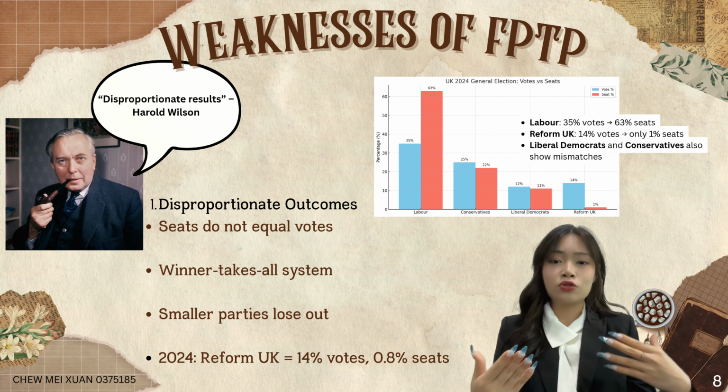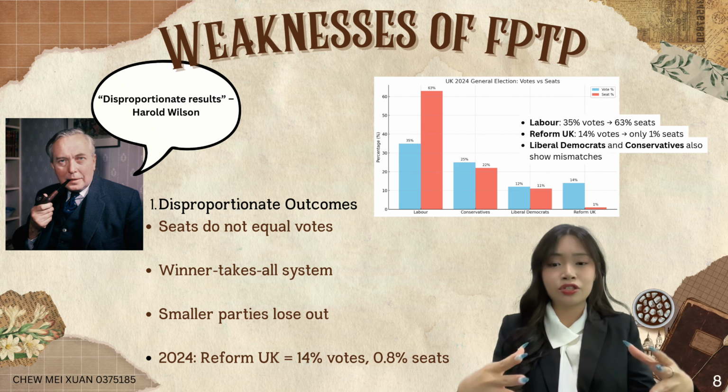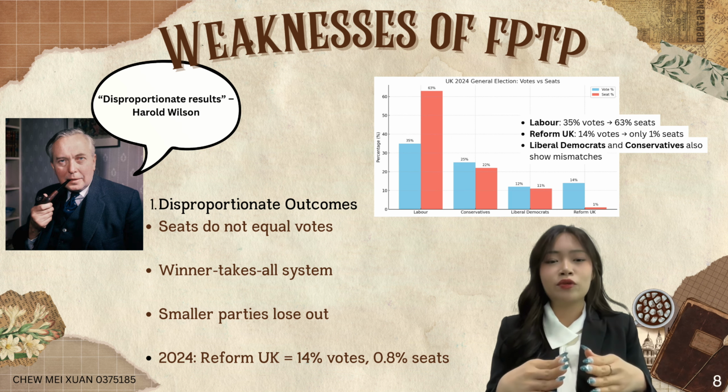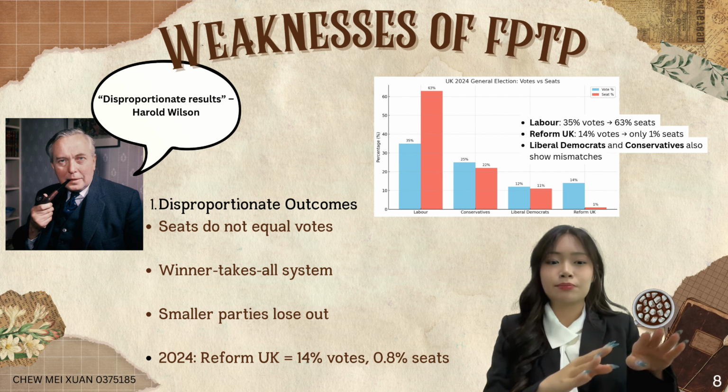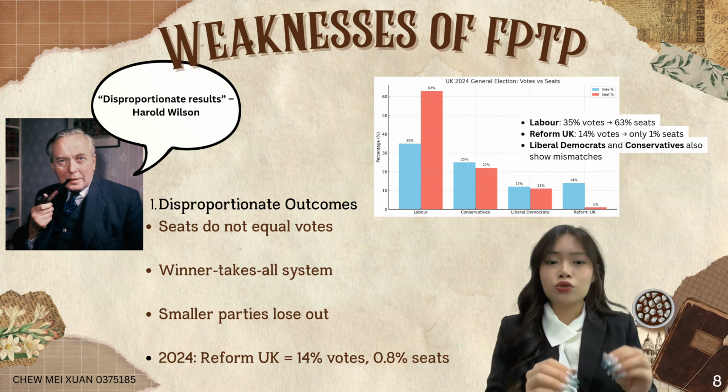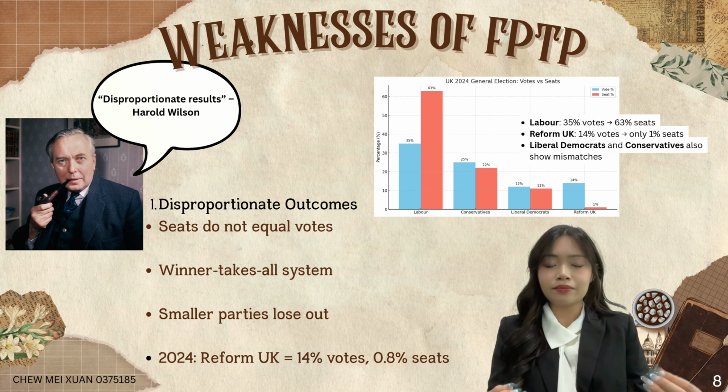This inevitably leads to results where a party can win a large share of the national vote but gain very few seats if its support is spread thinly across the country, rather than concentrated in specific constituencies. The 2024 general election provides a stark, recent example of this. The Liberal Democrats won over 12% of the national vote, but this translated to just 11% of the seats. Even more dramatically, Reform UK secured over 14% of the vote, more than 4 million people, yet won only 5 seats, less than 1% of the House of Commons.